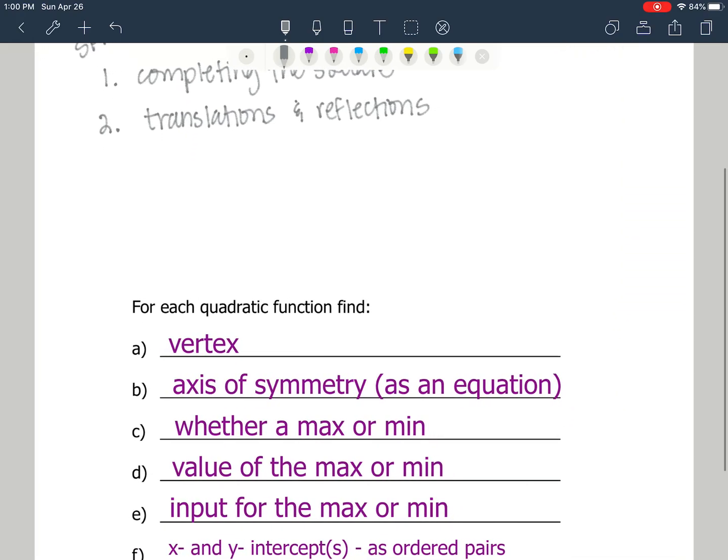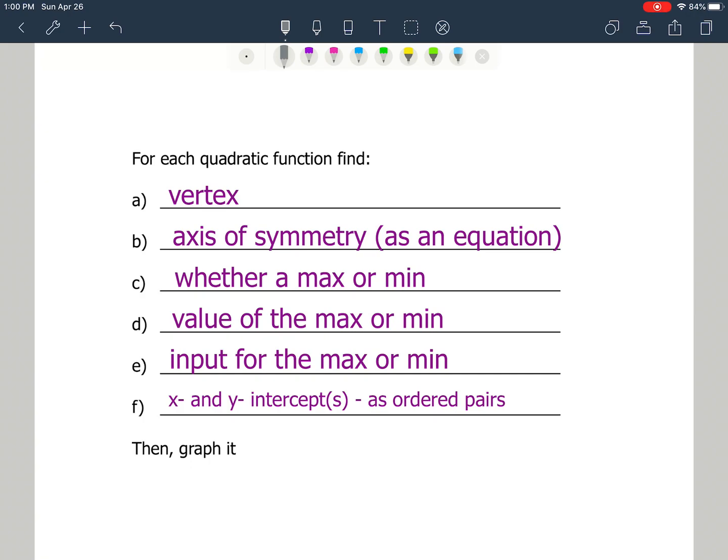So for each quadratic function, we are going to find these 6 items. We're going to find the vertex. We're going to find the axis of symmetry as an equation. We're going to determine whether or not we have a maximum or minimum. Then once we determine that, we're going to determine the value of that maximum or minimum, along with the input for the maximum or minimum, and the x and y intercepts as ordered pairs. Then we will graph it, and sometimes we will need to add additional points to make our graph accurate.